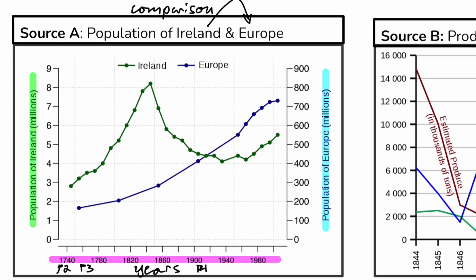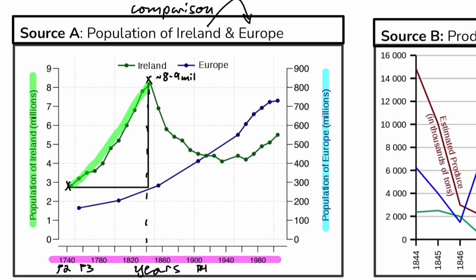Okay, so the highest that the population of Ireland gets to is 9 million, compared with the hundreds of millions that we see on the other side of the axis. Okay, so looking at this from 1740, the beginning of the chart, to 1840, what do we see happening to the population of Ireland? It goes up. The population increases.